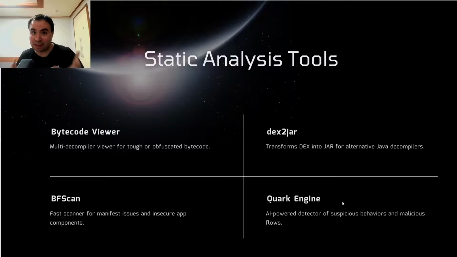There are some other static analysis tools, for example Bytecode Viewer, which is also great, Dex2jar, bfscan, and Quark Engine. bfscan, we actually have a video about this tool. This tool allows you to extract some secrets from the application, some HTTP links and stuff like that, so we can actually understand how the app works. If the app is insecure, bfscan is actually a great tool to understand how insecure it is.